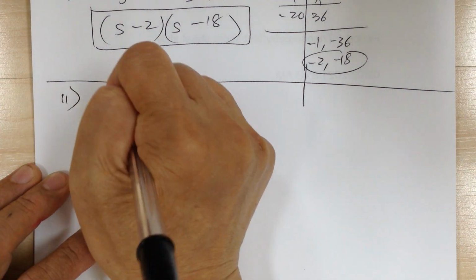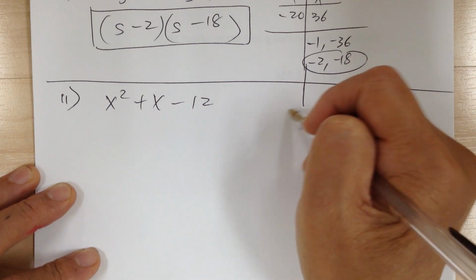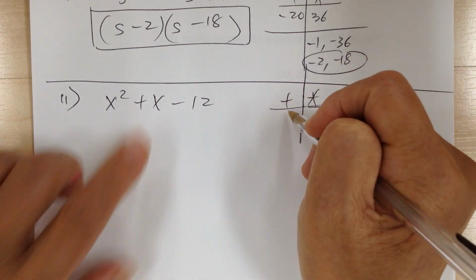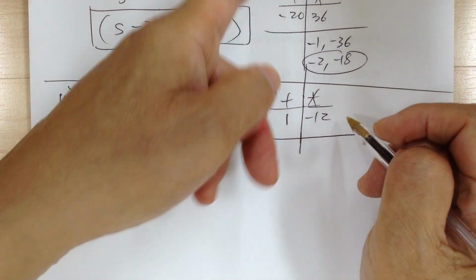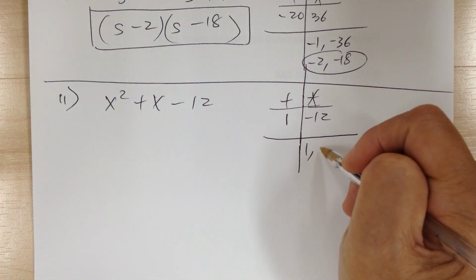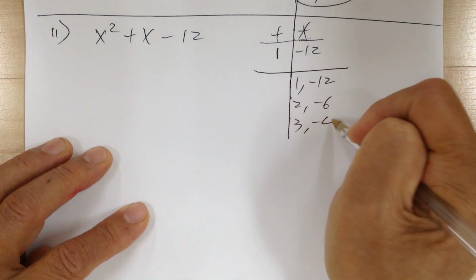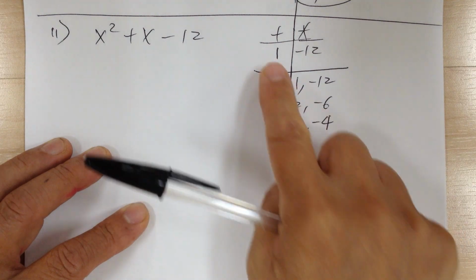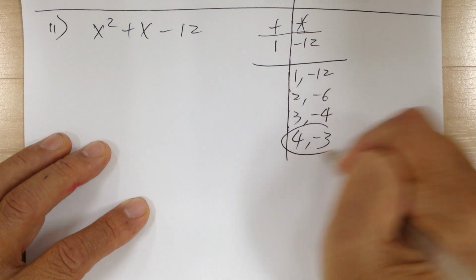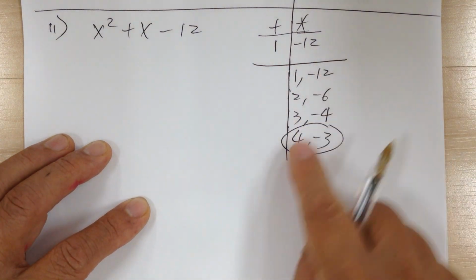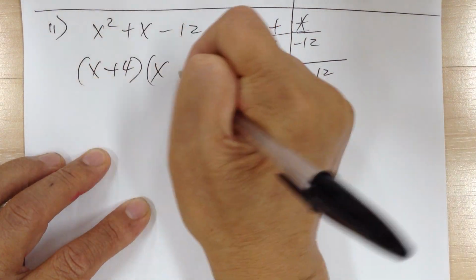Number 11, you got x squared plus x minus 12. So this would be 1, this would be minus 12. Now with the negative, you have to use positive and negative. You just start with 1, comma, negative 12, then 2, comma, negative 6, 3, comma, negative 4. Now when you add over here, you get negative 1, so you know that you just have to switch the sign, so it would be 4, comma, negative 3. So this is the one, right? You can multiply, get that, you add, you get that. So you're going to get plus 4 minus 3.